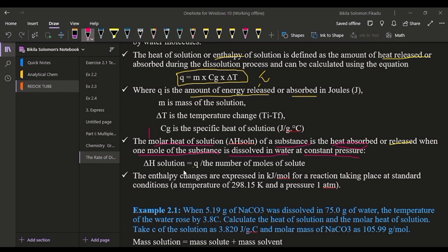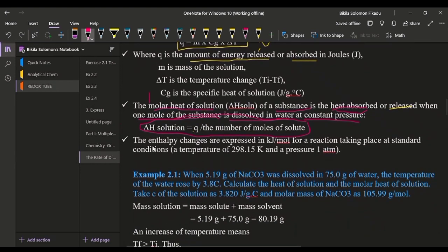So molar heat of solution is equal to amounts of energy released or absorbed divided by number of moles of solute. Kana formula kanaani maal argachuu dandeenya jechuudha. Maal argachuu dandeenya? Molar heat of solution argachuu dandeenya jechuudha. So enthalpy changes are expressed in kilojoule over mole for a reaction taking place at standard conditions, or temperature is meeqadha? 298.15 Kelvin and at pressure is 1 atmosphere jechuudha.